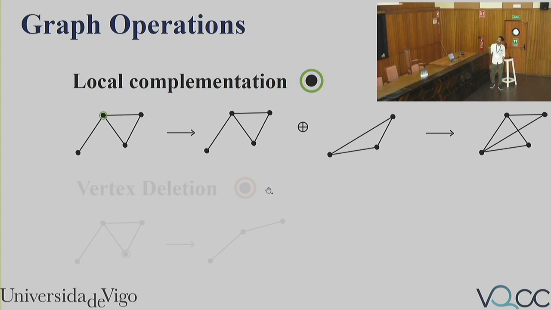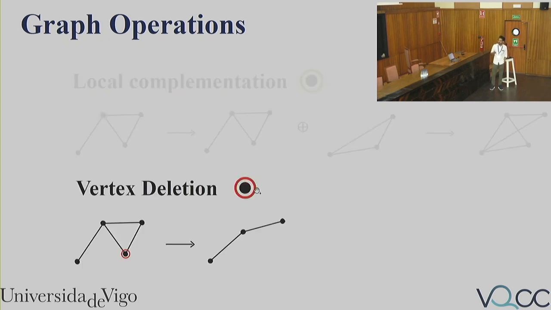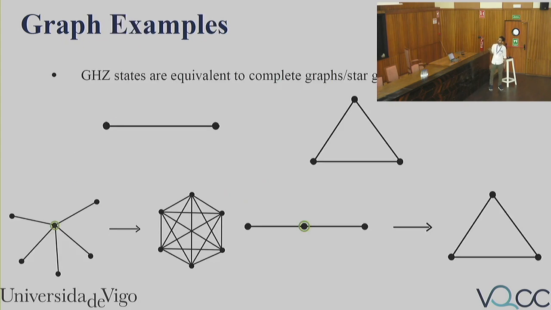The next graph operation is the vertex deletion. I'll be representing it using this red circle over the vertex, and I'll be referring to it as the VD operation for short. Vertex deletion is straightforward. You just delete the vertex and all the edges connected to it. So delete this vertex and all the edges connected to it. And as I said, any Clifford operation or Pauli measurement on a graph state can be represented using some sequence of these two graph operations. There will be many such operations, but they will be restricted to these two operations.